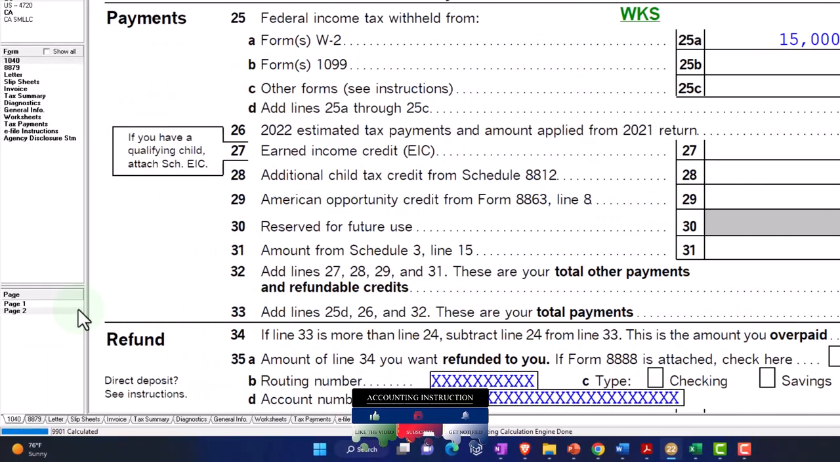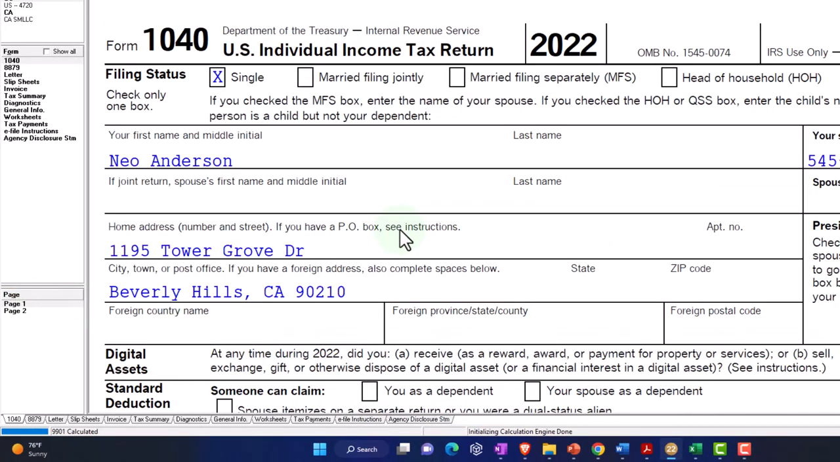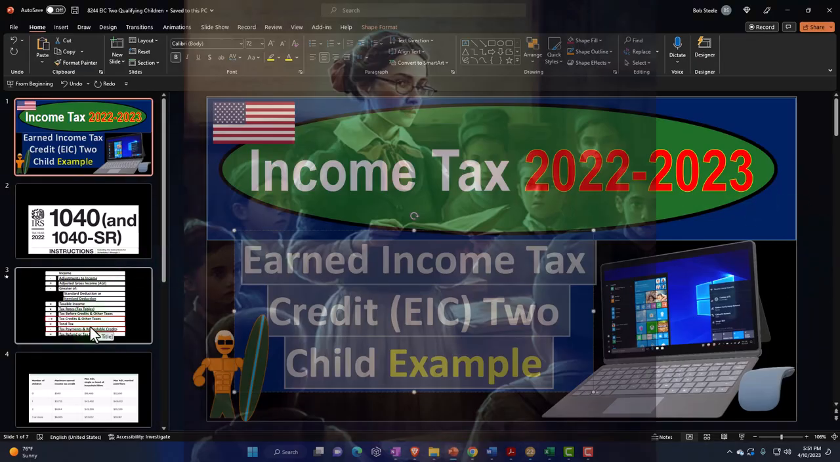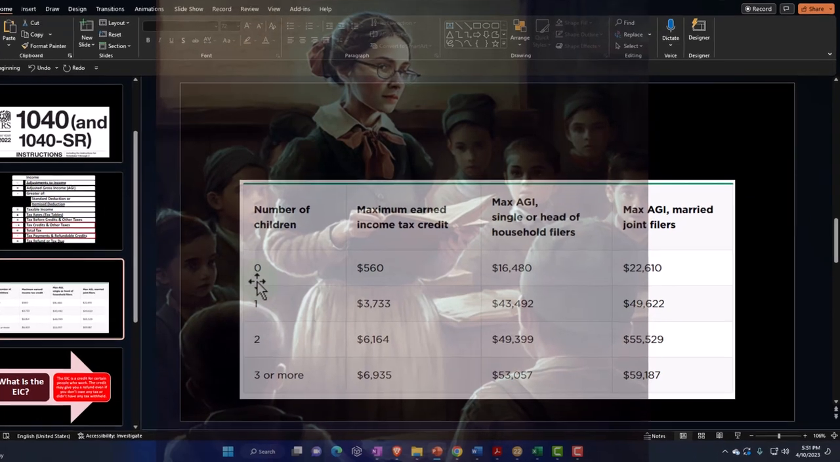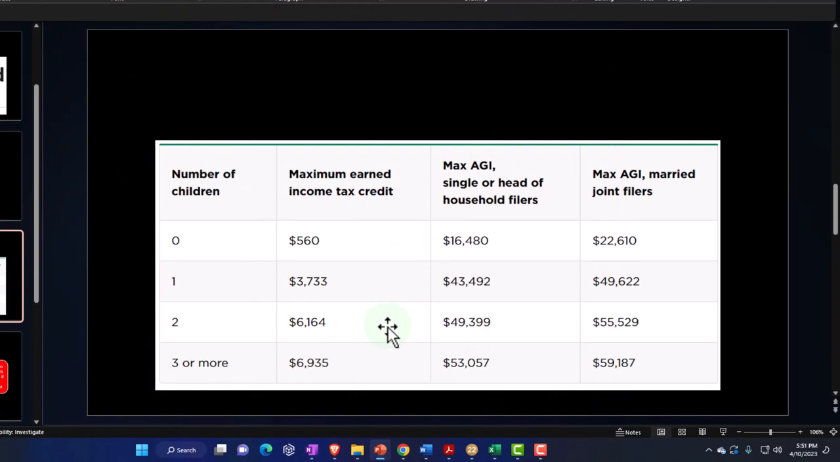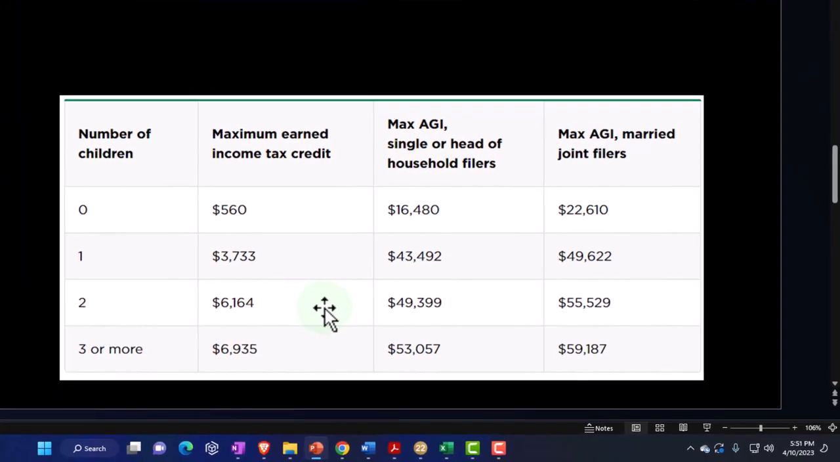Now, let's boost up the number of children here. We're talking about two children now, remembering that when we look at the earned income tax credit, we look at it by tier here, in essence. So if there are two children involved, then we will have a maximum credit of $6,164. But we want to think about the curve in relation to the income, which will be slightly different if single.